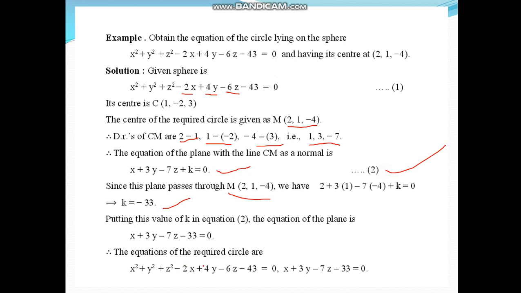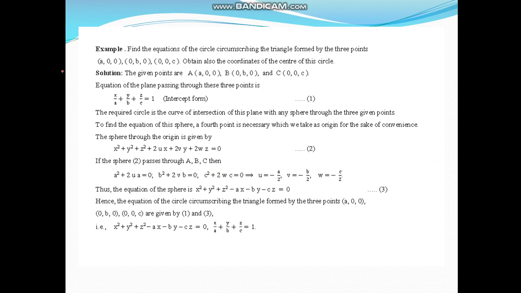So the equation of the sphere was already given, we have found the equation of the plane, and these two equations together are the equation of the circle.